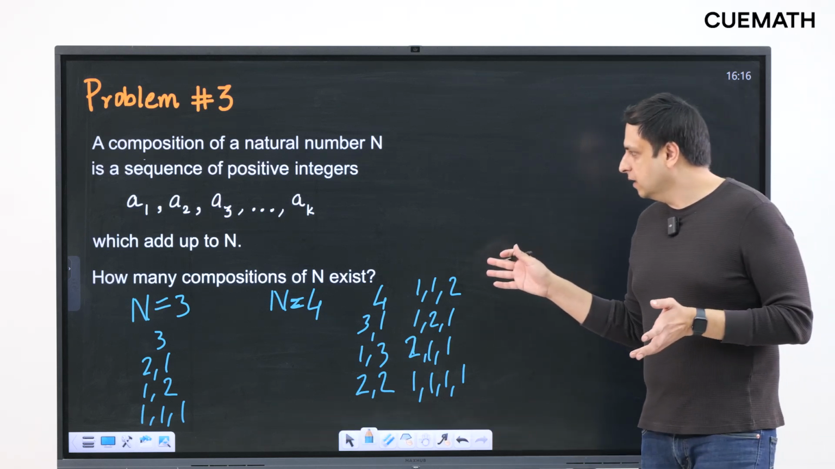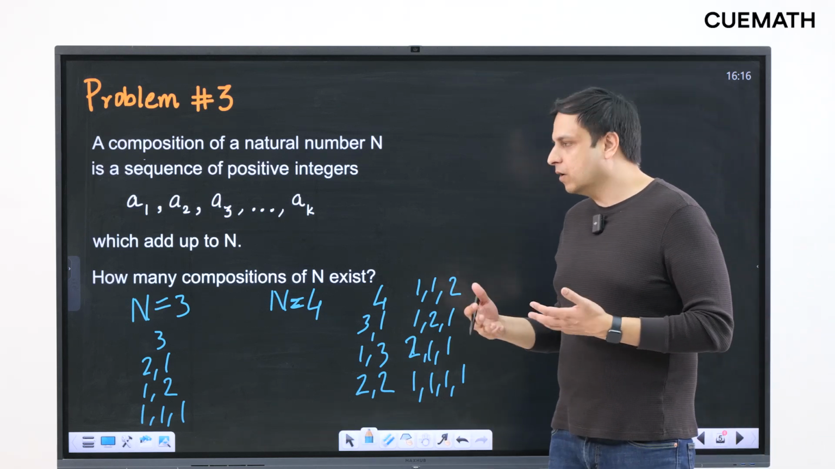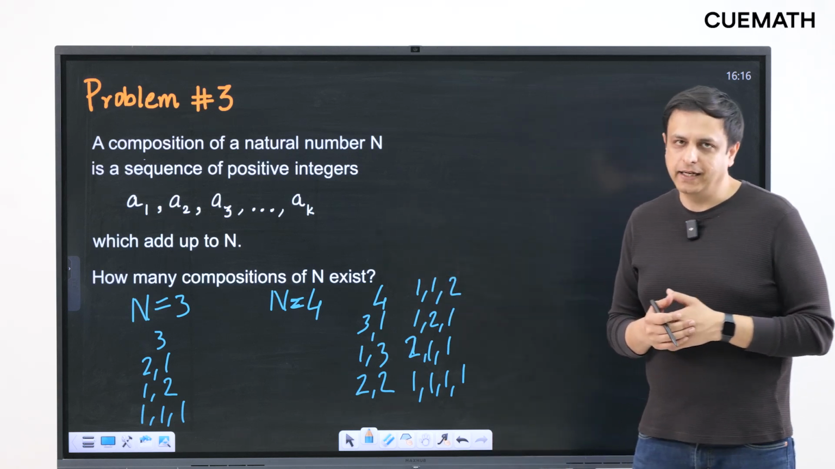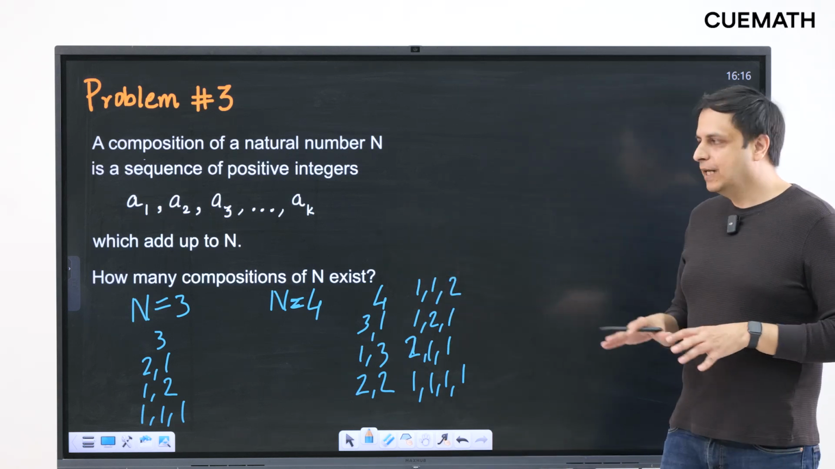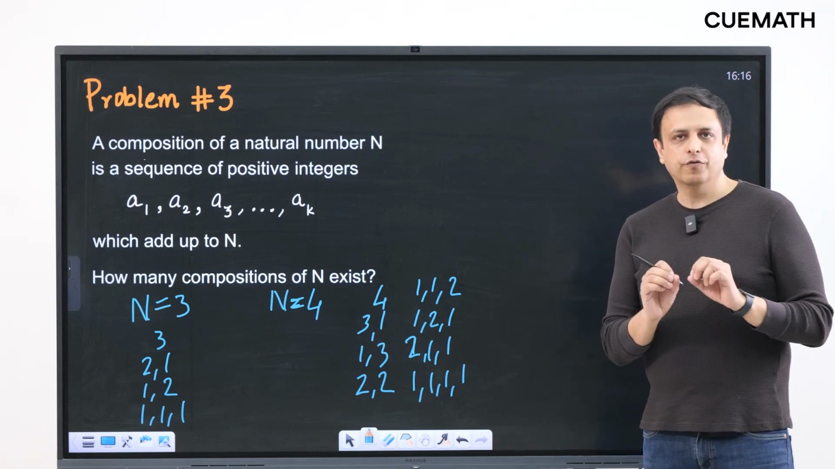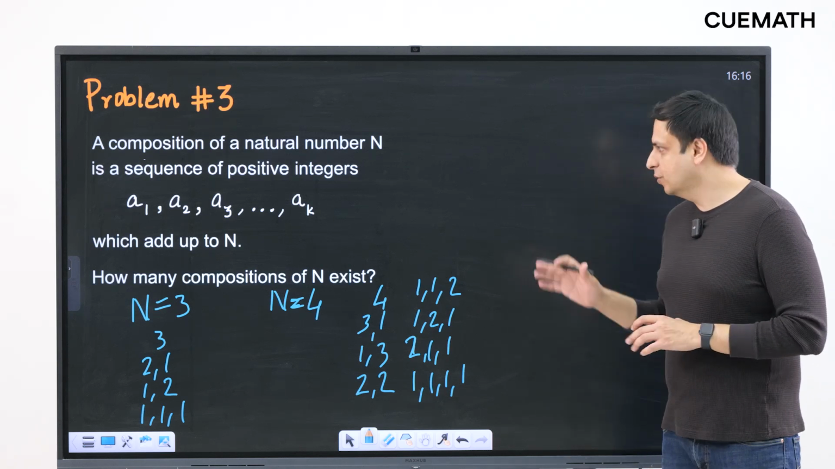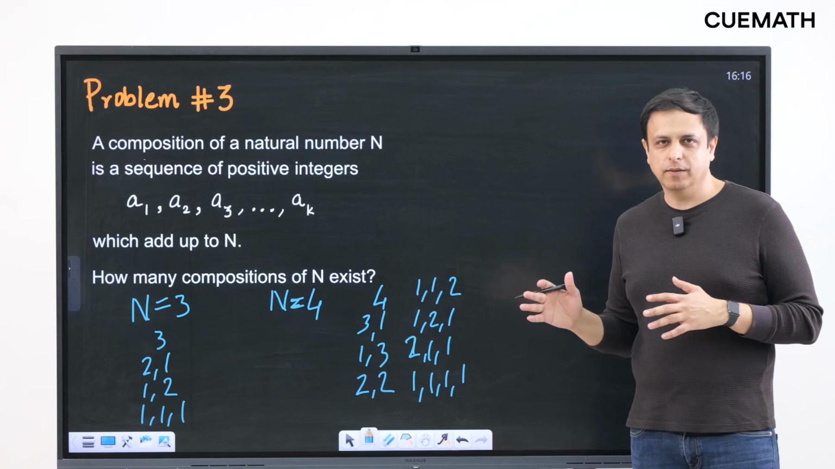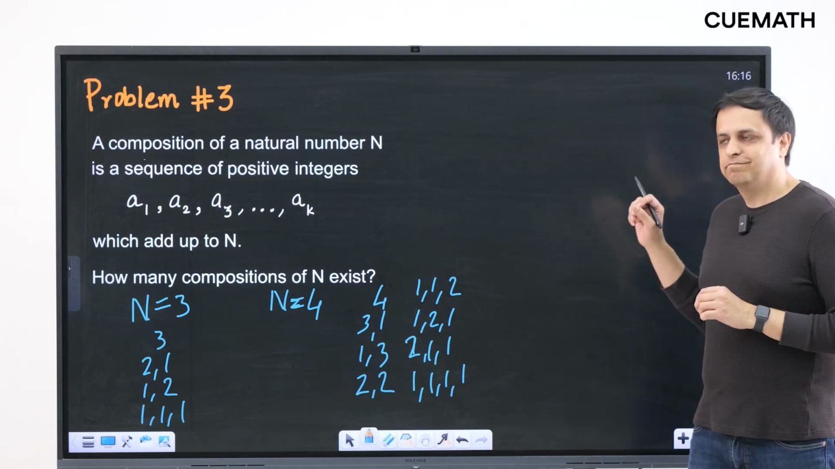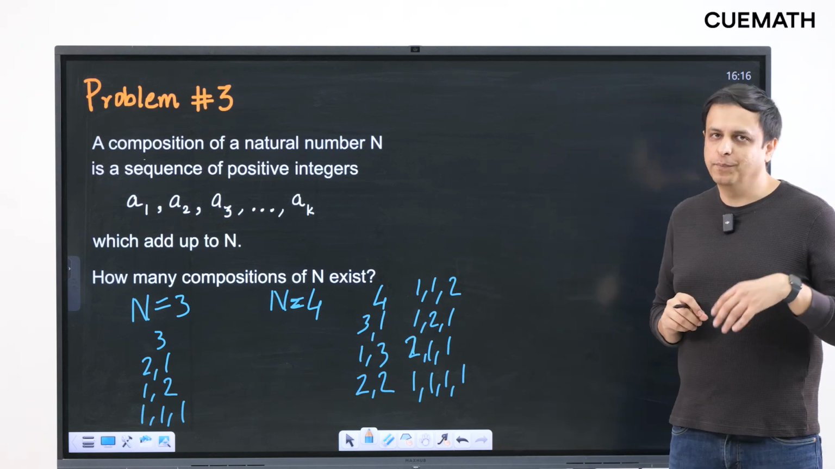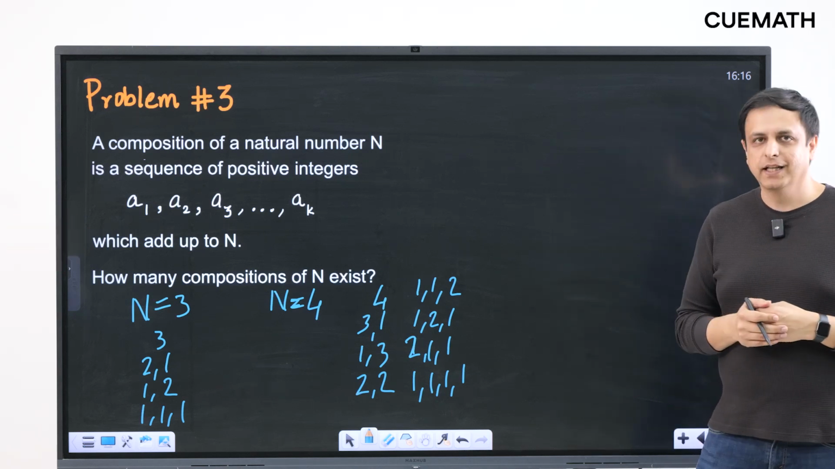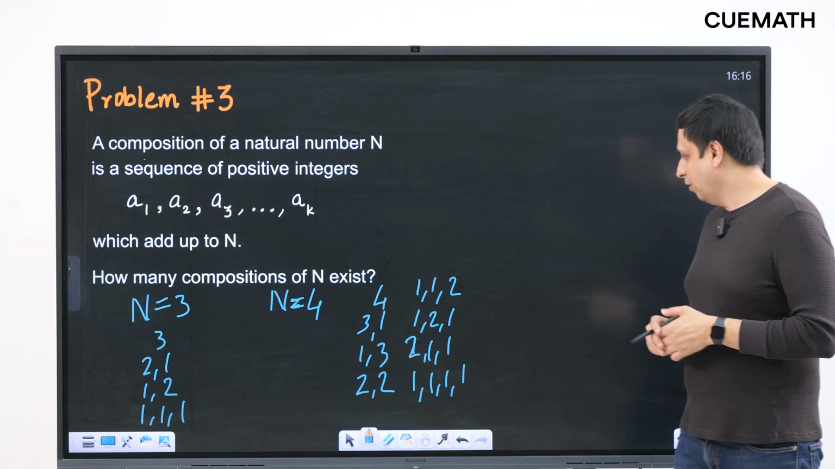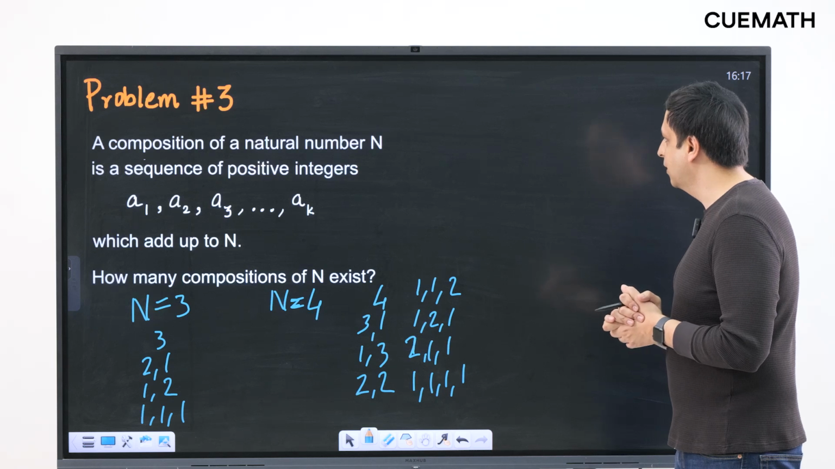So the question is asking us, how many compositions exist of any natural number n? Is there a formula we can find that tells us the number of compositions? And once again, this is a beautiful transformation problem. To count the number of compositions, you can actually count something else, but to find out what that is, maybe you want to pause the video here and take a stab at it yourself before you see how I do it. All right, so let's get into the solution now.